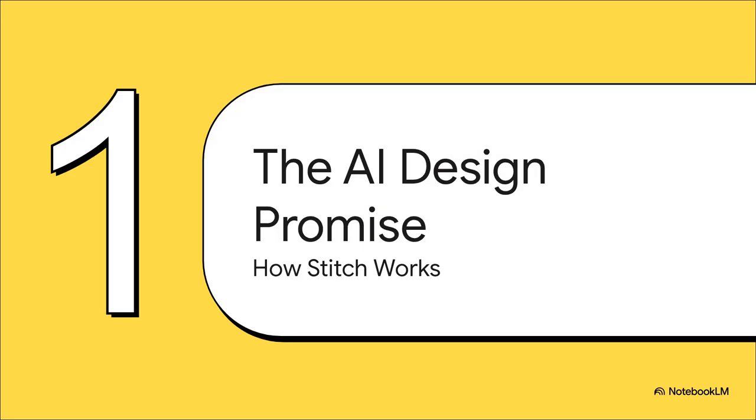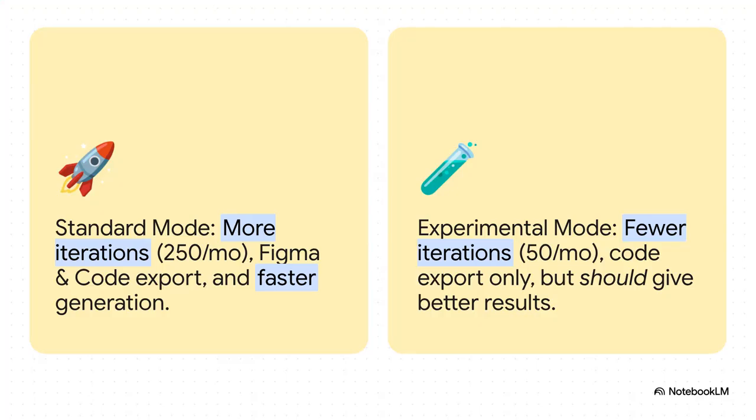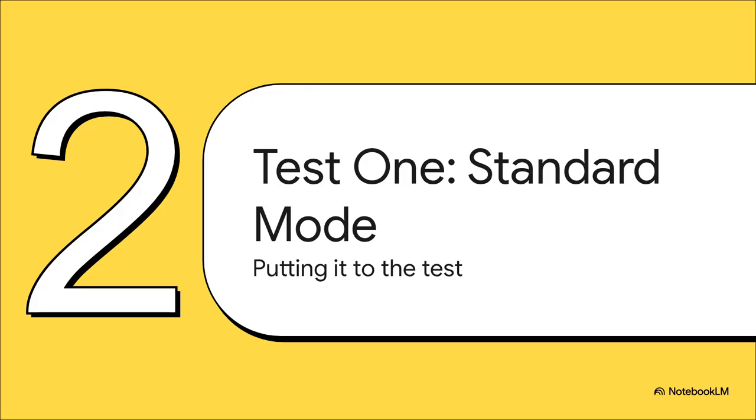So, to really figure this out, we've got to look under the hood at how this tool actually works. Turns out, Stitch gives you two pretty different ways to generate designs, and you bet we're going to put both of them through their paces. And what's interesting is, right out of the gate, you see this clear trade-off. You've got standard mode, which is faster, gives you way more tries, and lets you export to Figma and code. Then there's experimental mode. You get fewer tries, you can only export code, but, and this is a big but, it should give you better results. It's that classic dilemma, right? Speed versus quality.